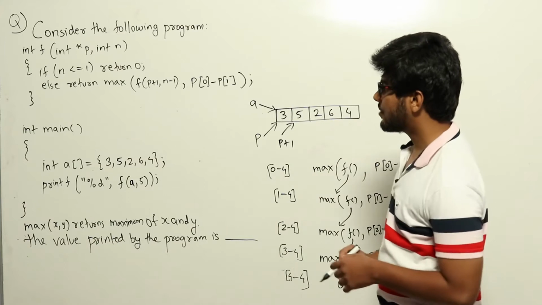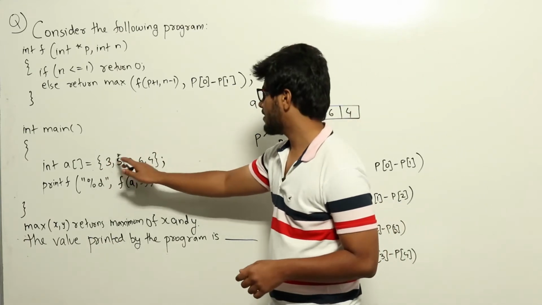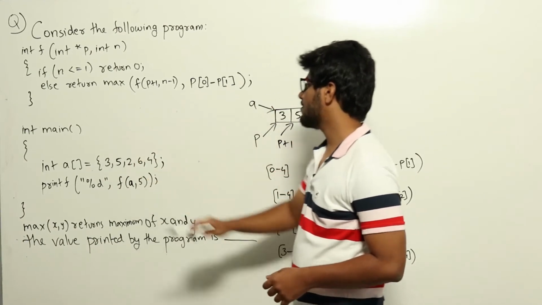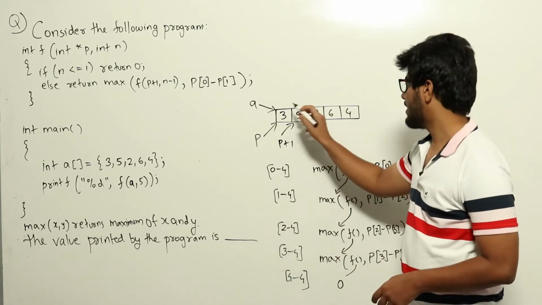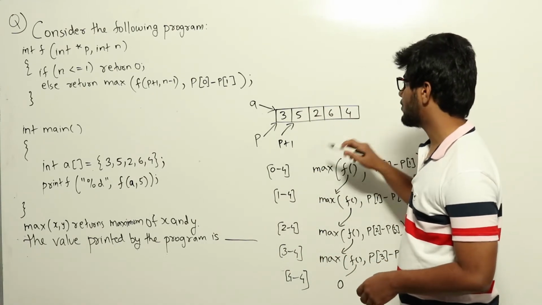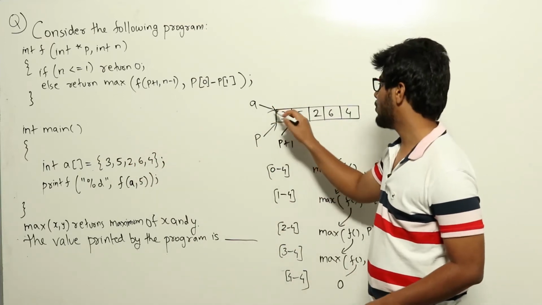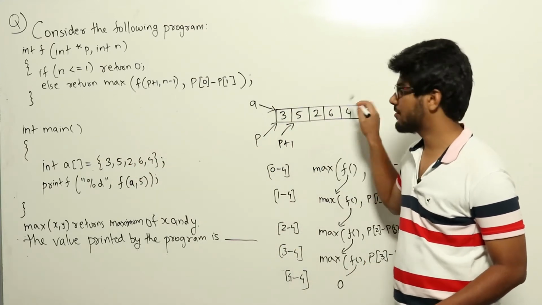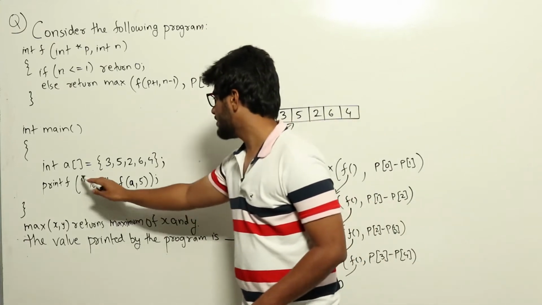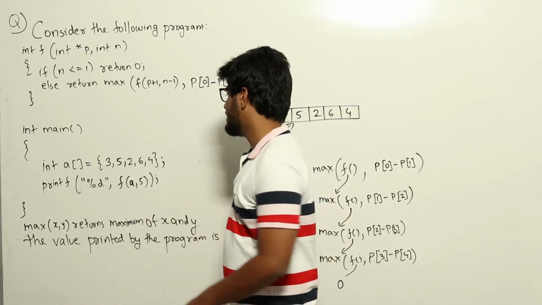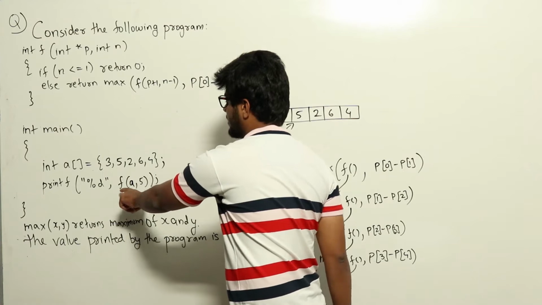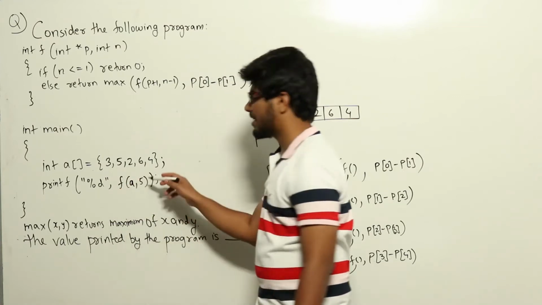In the main function we are declaring an integer array of size 5, that is 3, 5, 2, 6, 4. So the array will look like this: 3, 5, 2, 6, 4, and A is the name of the array, meaning A will be pointing to the starting address of the array. Then we are printing %d, which will be the return value of the function f(A, 5).